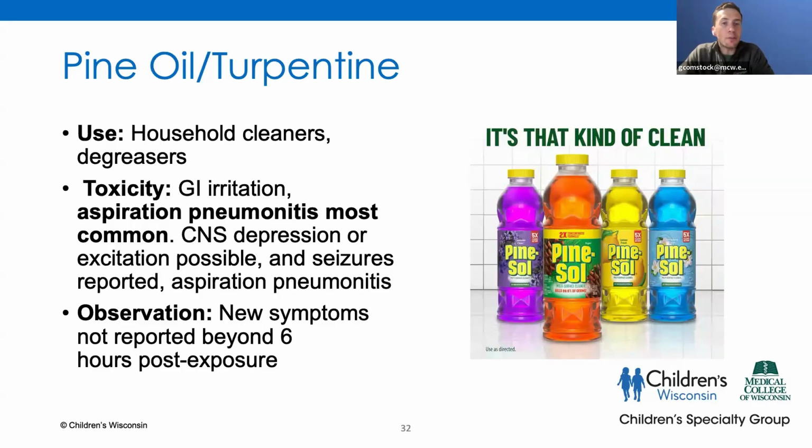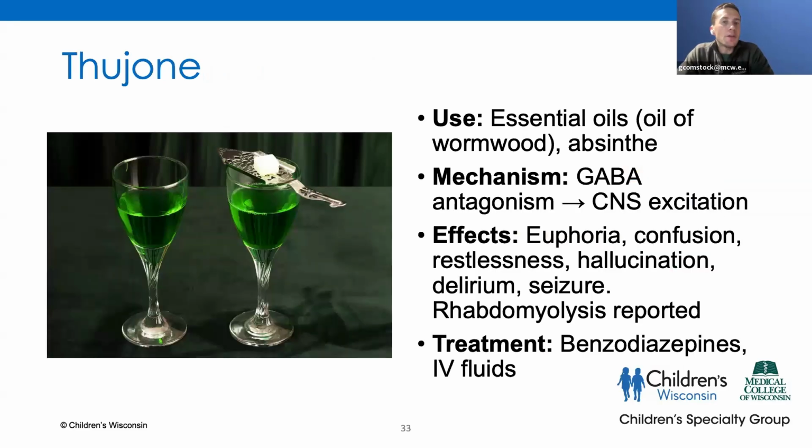And the major issue that you'd be thinking about for pine oil or turpentine would be the aspiration pneumonitis. And then the last one of our terpenes, we're going to talk about thujone.